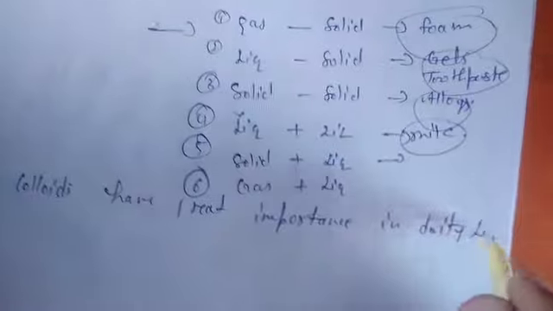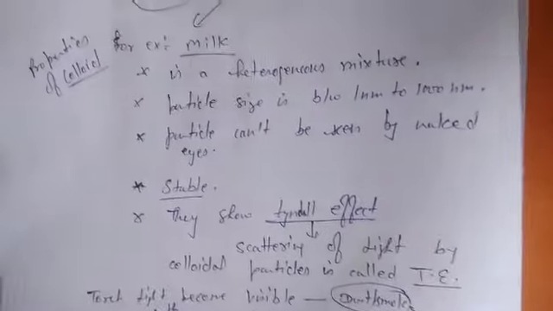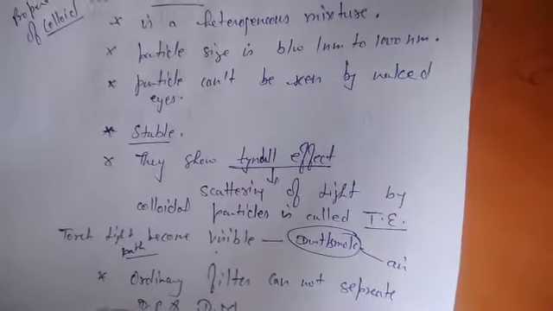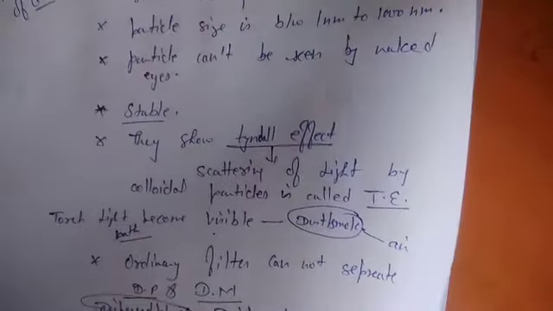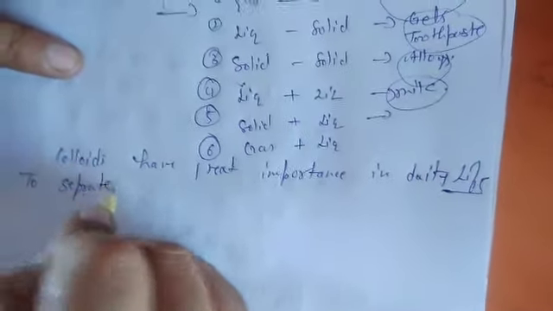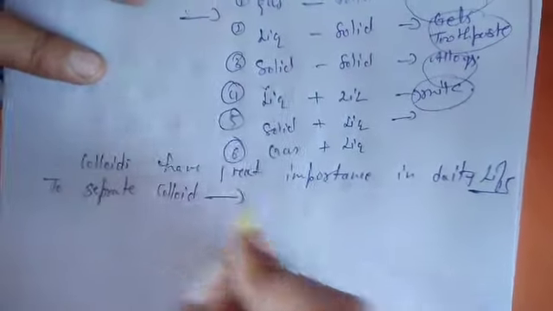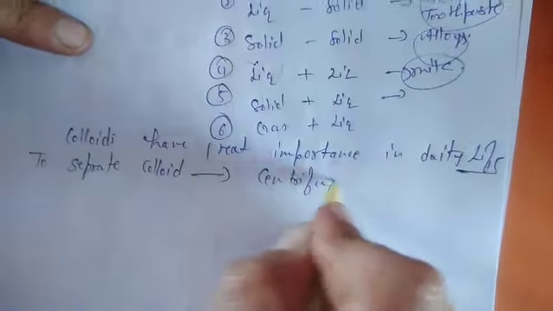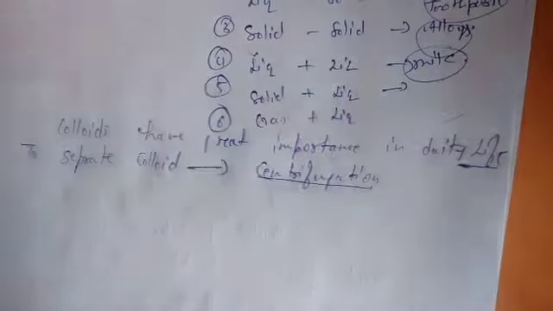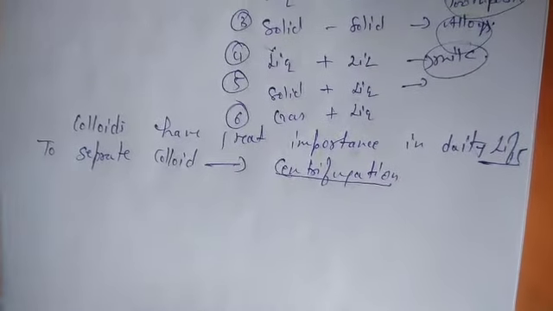So these are the properties of colloids that you have studied: a heterogeneous mixture, particle size fixed between 1 and 1000 nanometer, particles cannot be seen by the naked eye, quite stable, and they show the Tyndall effect. You know the Tyndall effect now. An ordinary filter cannot separate them; an ultra filter is needed. To separate colloids you need a special process like centrifugation. Like you did with milk, when you spin the milk, the butter gets separated from it.